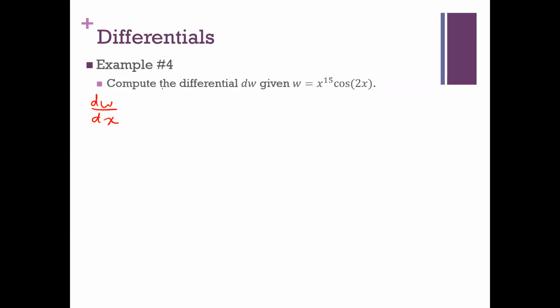Actually, do we want to jump straight into this derivative, or should we break it down in a couple of ways? We're going to be down to x to the power 15 and then cosine 2x. Did you ask me the product rule? So product rule, chain rule, do we need both? I think you need both.